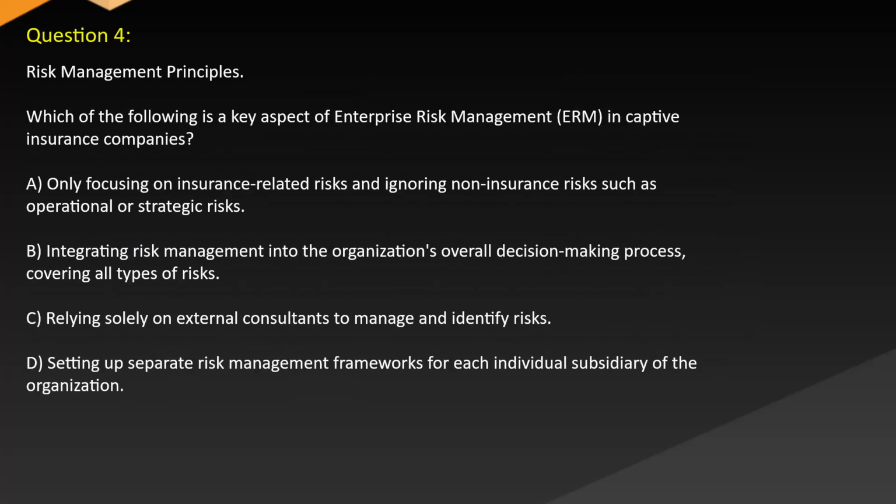Question 4. Risk management principles. Which of the following is a key aspect of enterprise risk management in captive insurance companies? A. Only focusing on insurance-related risks and ignoring non-insurance risks such as operational or strategic risks. B. Integrating risk management into the organization's overall decision-making process, covering all types of risks. C. Relying solely on external consultants to manage and identify risks. D. Setting up separate risk management frameworks for each individual subsidiary of the organization.